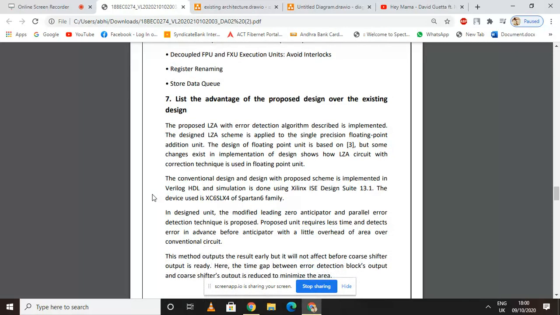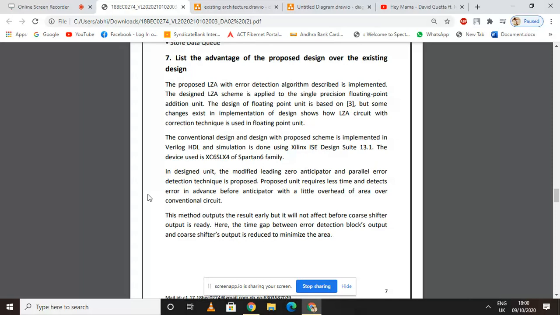So coming to the advantages of the proposed design over the existing design that we are using now, is that the proposed LZA with error detection algorithm described is implemented. So the conventional design and the design with the proposed scheme is implemented in the Verilog HDL, and the simulation is done using the Cadence ISA as we have talked before. So this is the latest software, and in design unit, the modified leading zero anticipator and parallel error detection technique is proposed.